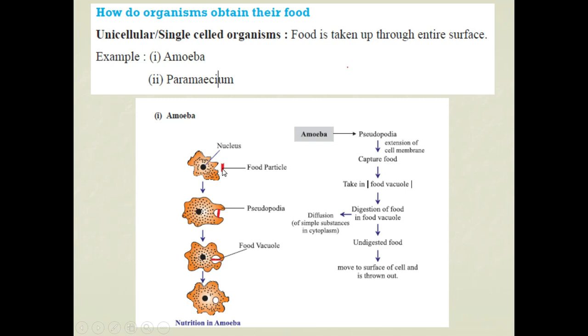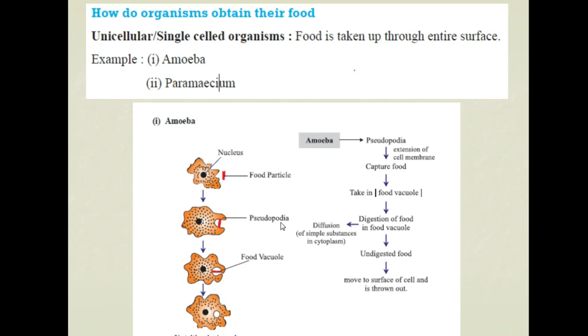So here you can see the picture where the food particle is available here, and the amoeba. So here the amoeba grows in size and extends one of its surface as pseudopodia. So pseudopodia is nothing but the finger-like projections which are extended by the surface of the amoeba. So when they extend their pseudopodia, they are able to capture the food. So once they capture the food particle and grab it inside the body of the amoeba, immediately the food is converted into the food vacuole.